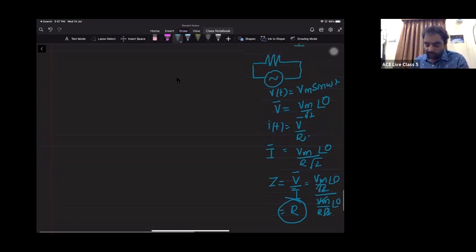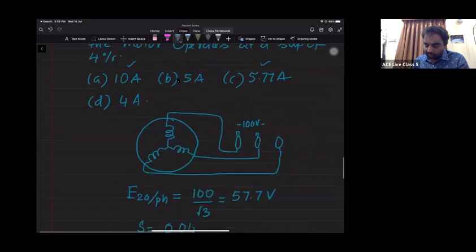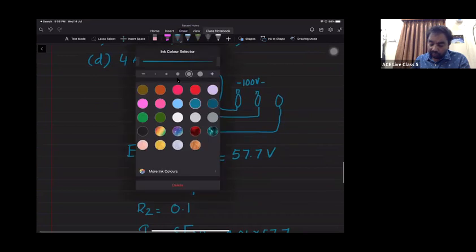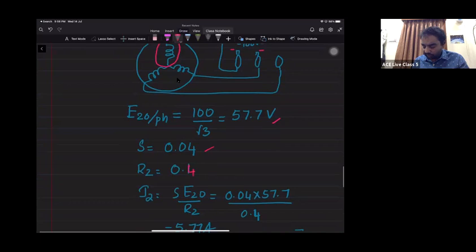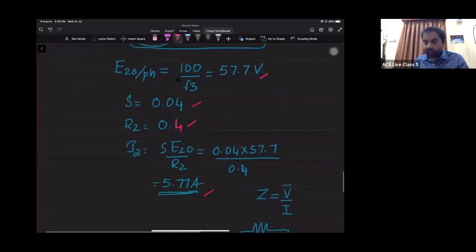Right. So here I want to calculate the phase currents. To calculate the phase current, I need the phase voltage, that is, the voltage across this phase. But what is given? The voltage between the two slip rings. That is a line voltage in this case, but I need a phase voltage. In a star connection, the phase voltage is 1 by root 3 times the line voltage. That's the reason I got this. So as the slip is this and the resistance is 0.4, this current is 5.77 amperes.